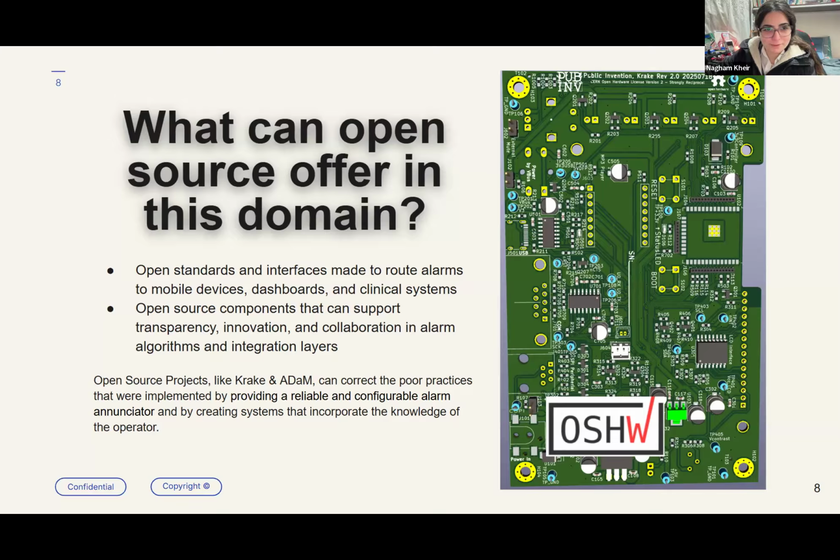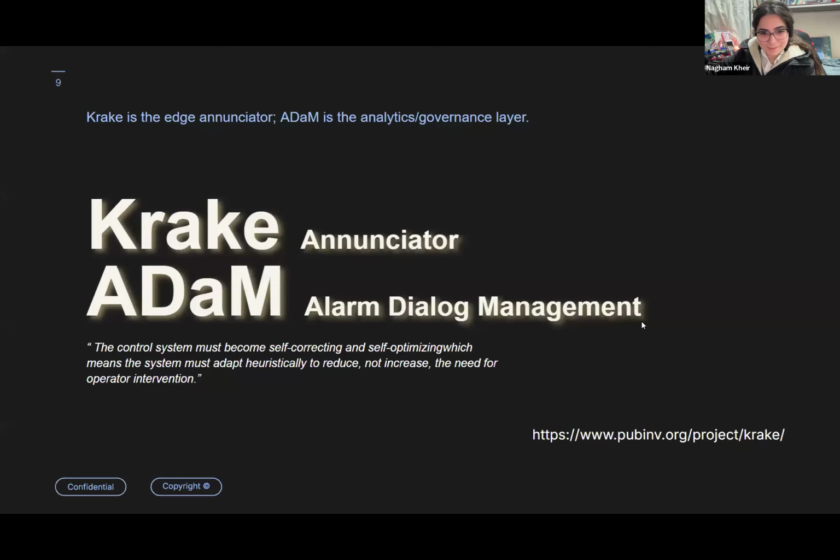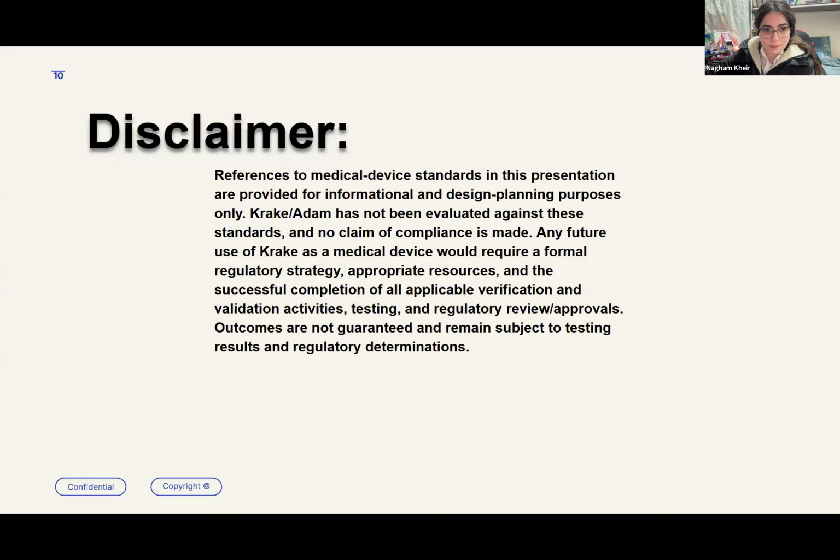Thank you, Megan. That was wonderful. Next slide, please. I will start by introducing a quote from a book by Holyfield and Habibi. It states, "The control system must become self-correcting and self-optimizing, which means the system must adapt heuristically to reduce, not increase, the need for operator intervention." What do we mean by that? Before we go any deeper into Krake or ADaM, I'm going to introduce certain regulatory standards that shaped our design. Next slide, please.